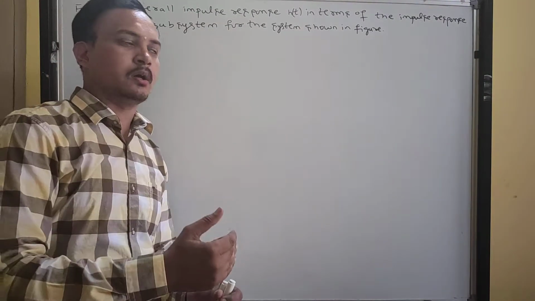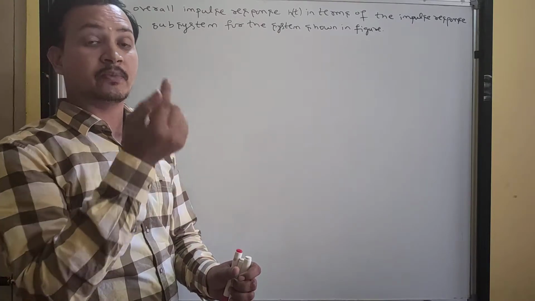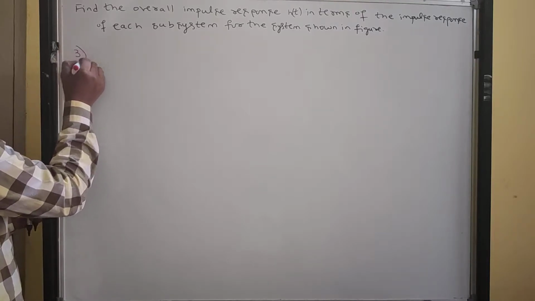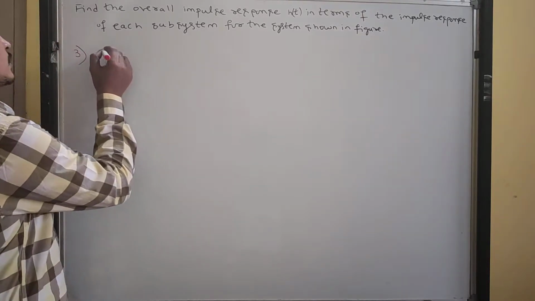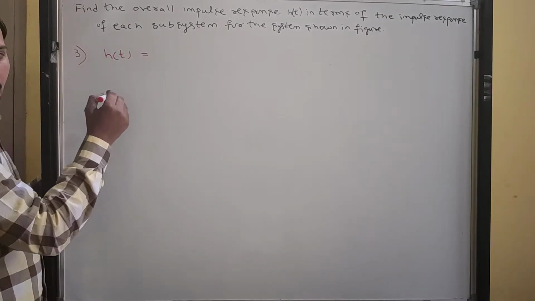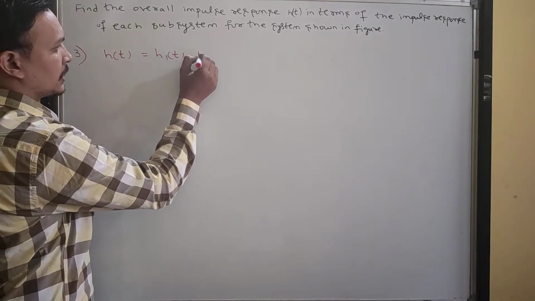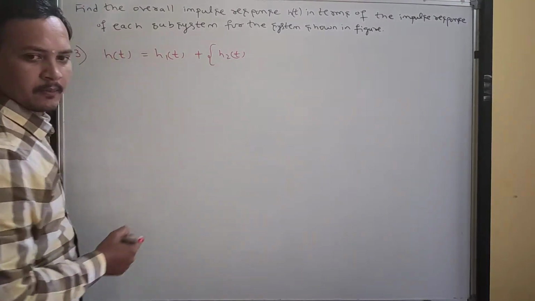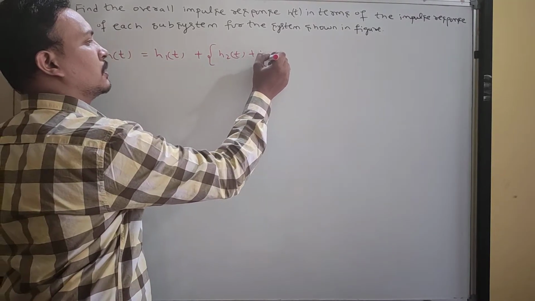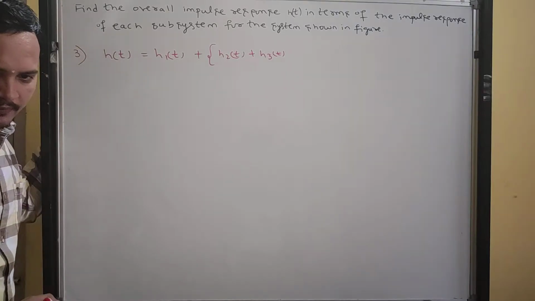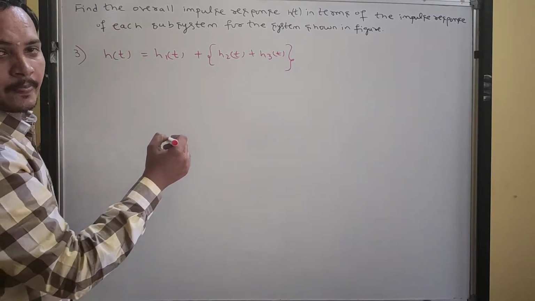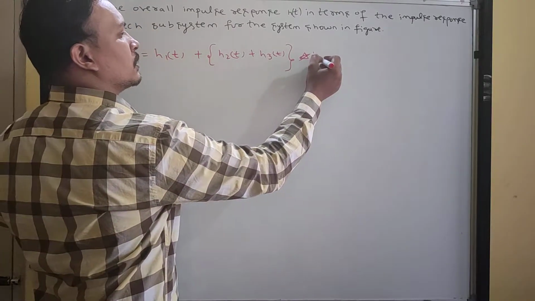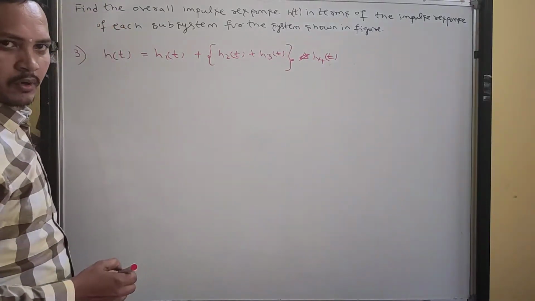So next we are moving on. We are writing the equation, and from that equation you should write the block diagram. The first and second questions are over. Next: h(t) is equal to h1(t) plus, in curly brackets, h2(t) plus h3(t), close bracket, then convolution h4(t).